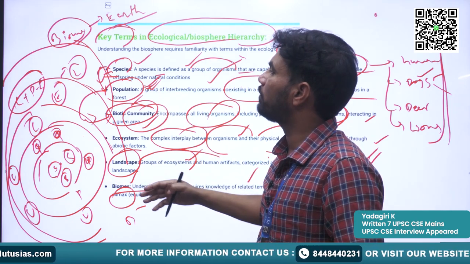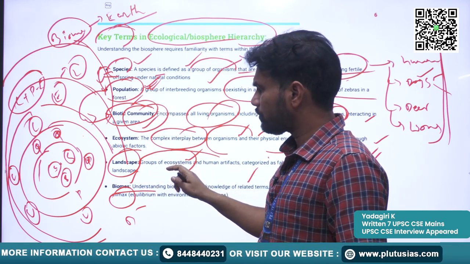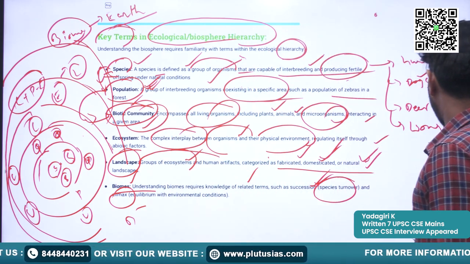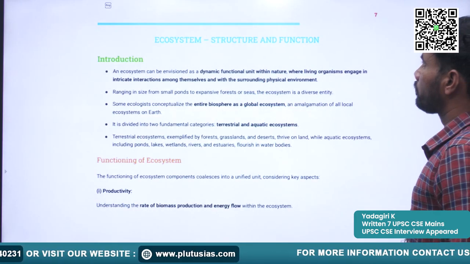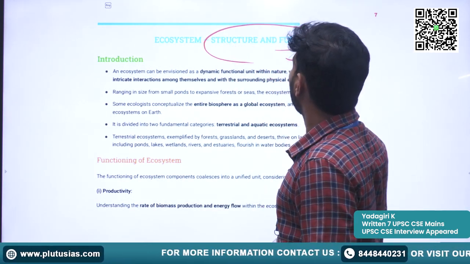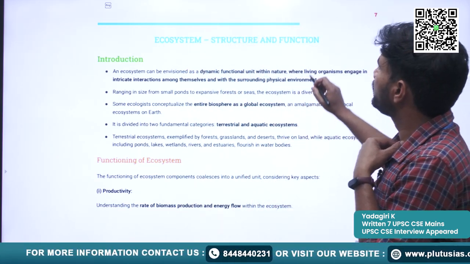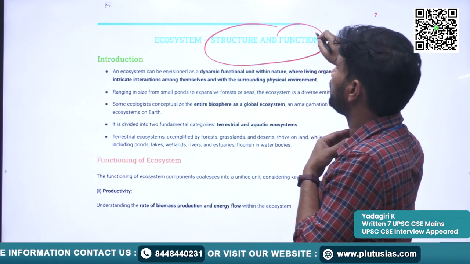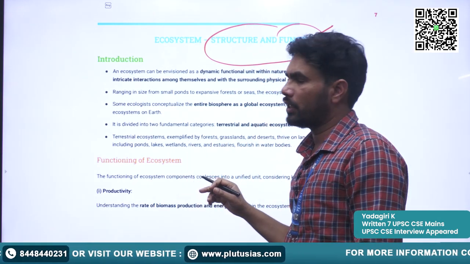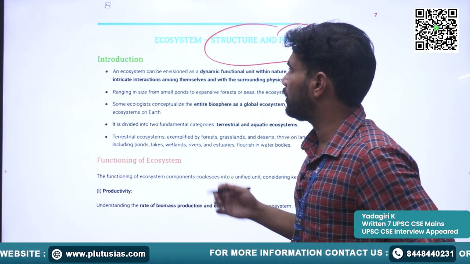And we also have seen the hierarchy of these components or these aspects, right? We will now understand the structure and the function of the ecosystems. Now we will see the structure and the functioning of the ecosystem. Till now we have seen some basic aspects about the ecosystem. Now we will understand the structure and the functions of the ecosystem.